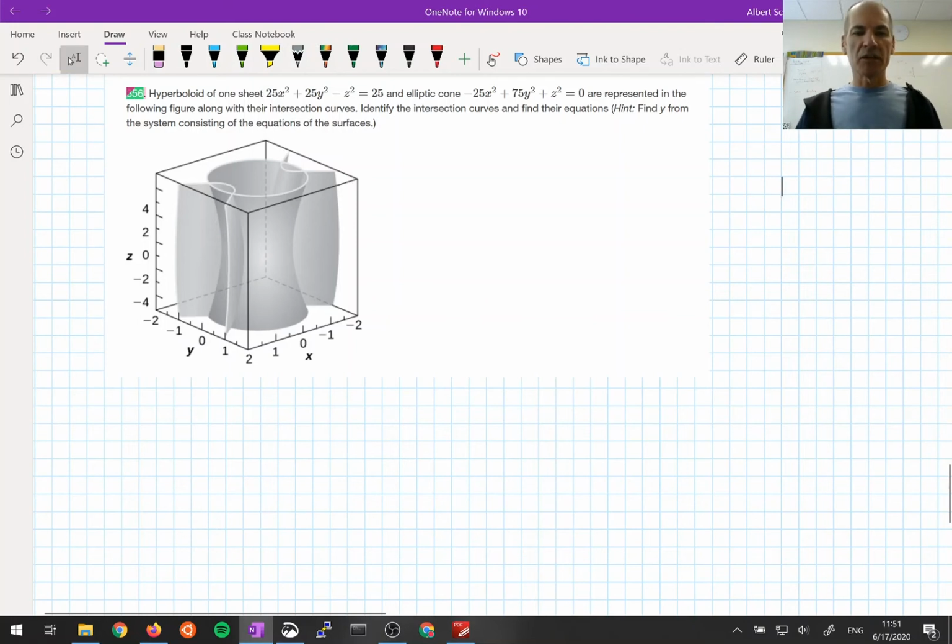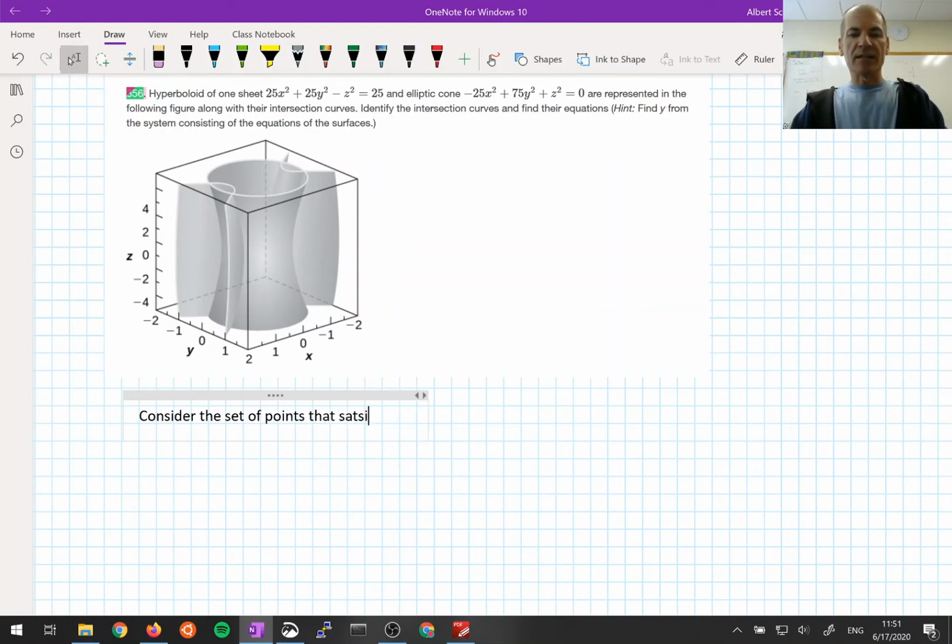And we're interested in where these intersect. All right, let's start talking through this. Let's talk about the set of points that satisfy both of these equations. We want to get that in our head. So consider, in fact, I'm going to type a little bit because I'm a faster typer than I am a writer. So we want to consider the set of points that satisfy both equations.